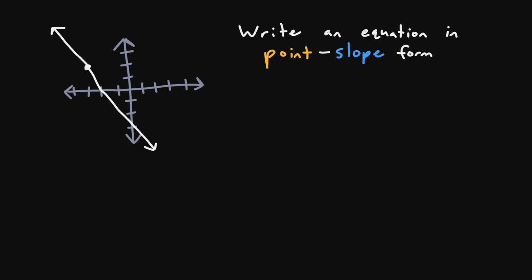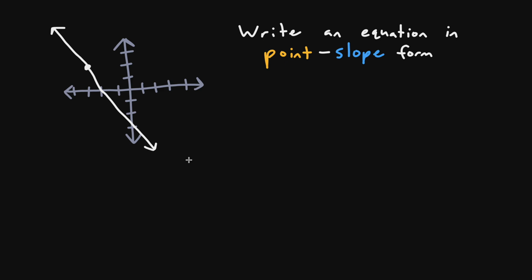So you've got a graph of a line, and you need to write an equation for that line in point-slope form. Sometimes point-slope scares people a little bit, but it's actually easy. I think it's the easiest form to write an equation for. All you need is, well, a point and a slope. You can pick any point on the line.